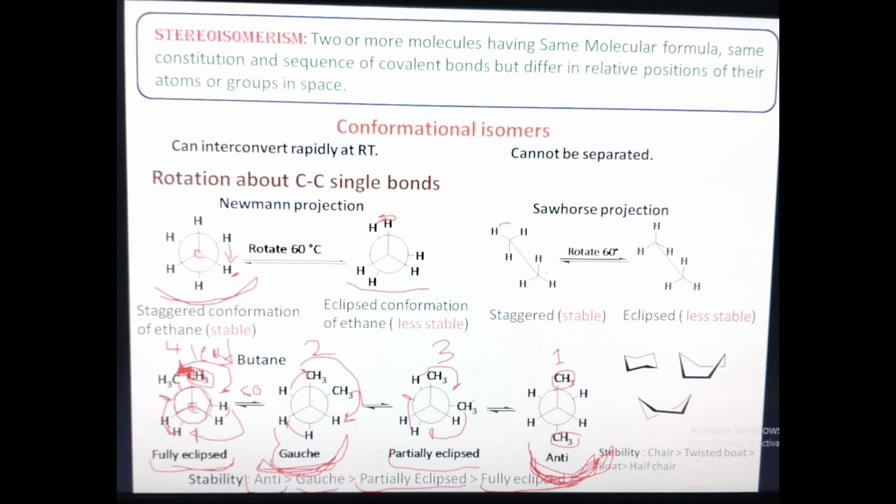And also we can write the cyclohexanes in chair form. This is the chair form, this is the boat form, and this is the twisted boat form. The chair form is highly stable, then the twisted boat, and finally the boat form is least stable. This is about the conformational isomers.